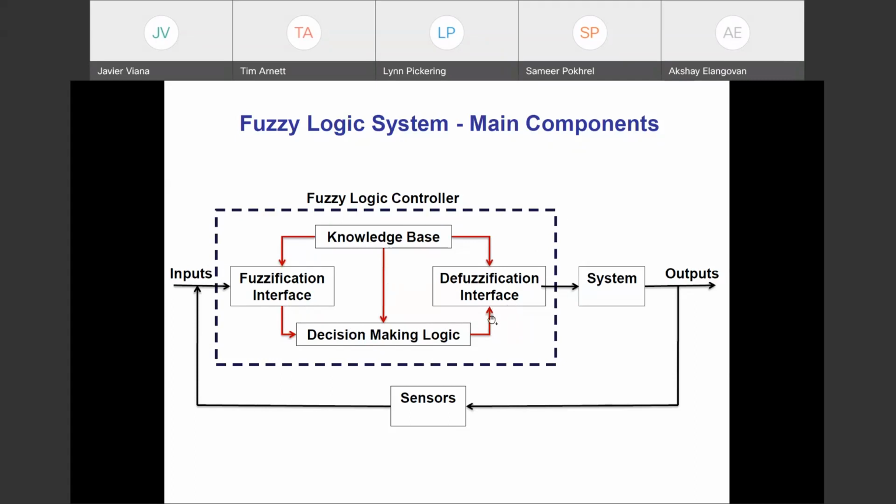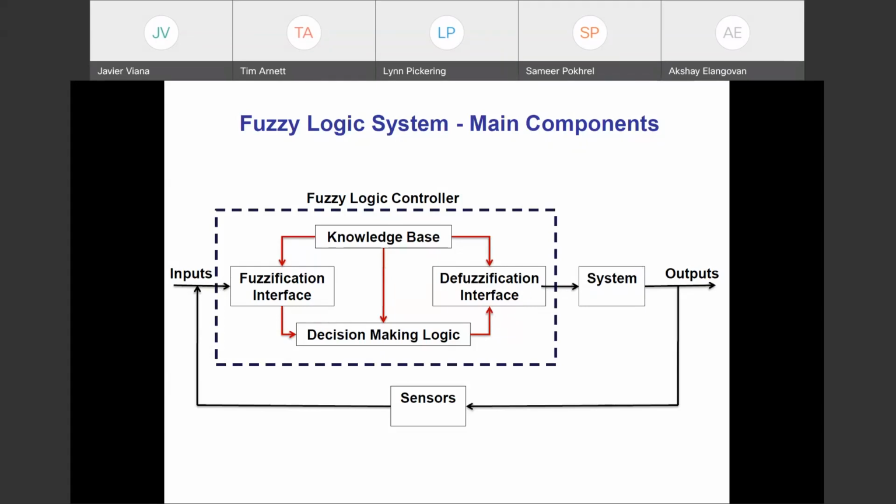So then you have a bunch of output fuzzy sets that are activated, and then you have to resolve those into a value somehow. So then that is what the defuzzification interface does. And this outputs a crisp value. That's what comes out right here. So you're inputting a bunch of crisp values and you're getting crisp values on the output side.